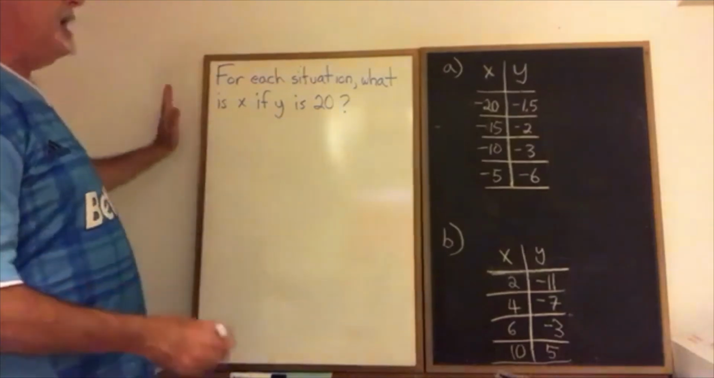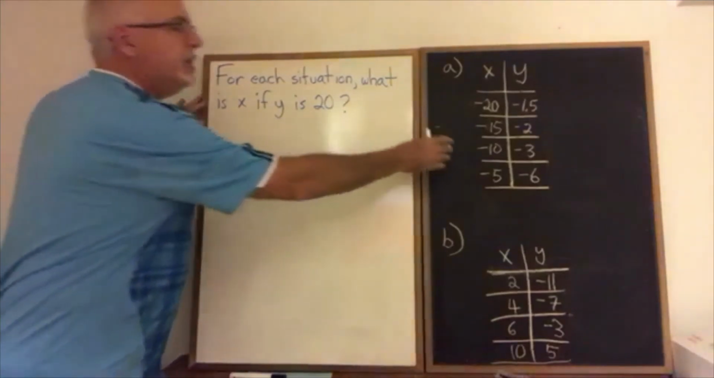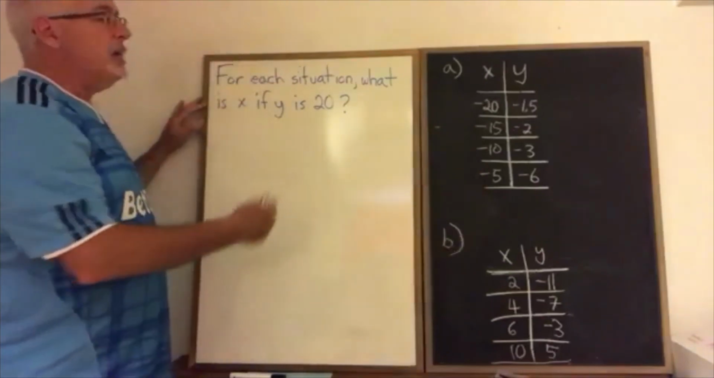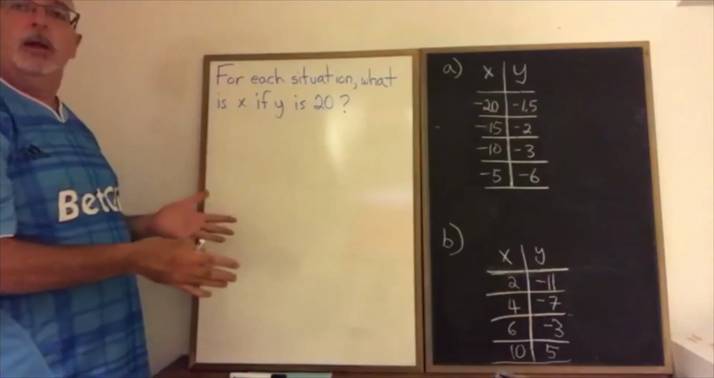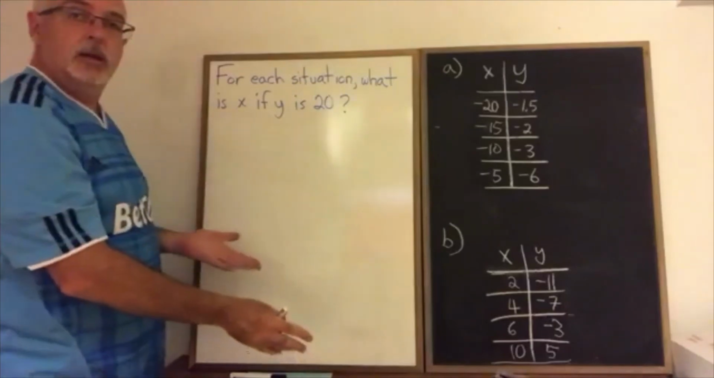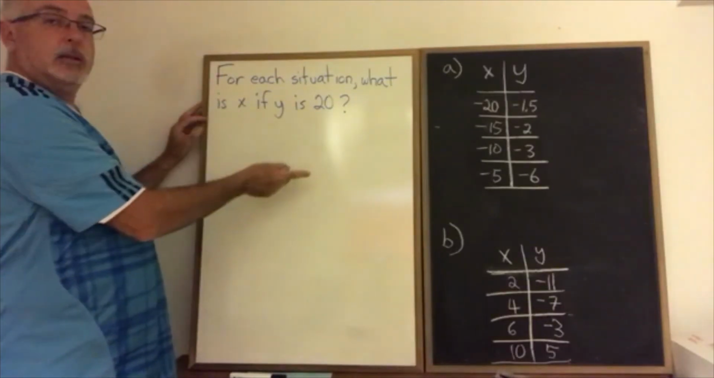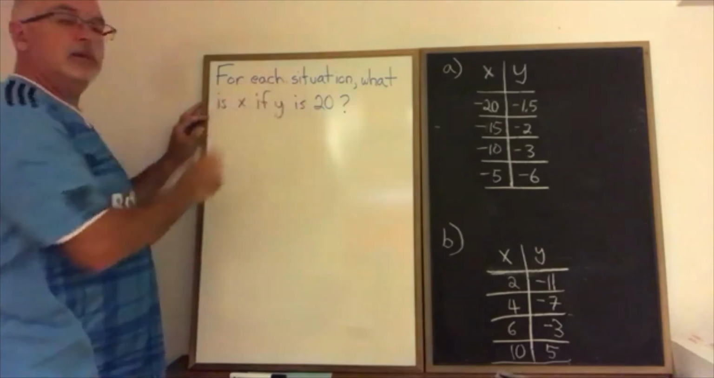In today's Daily Dose of Math, we have a question where two functions are given, but each in the form of a table of values. So we don't know right away what type of function each is. For each, we're being asked the same question. What is x if y is 20?